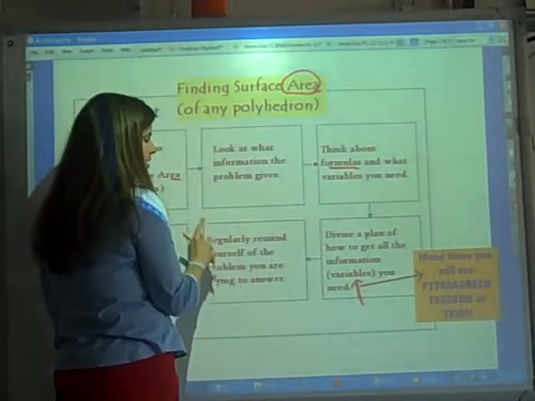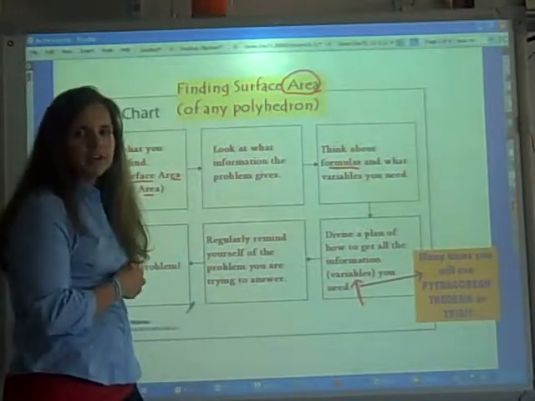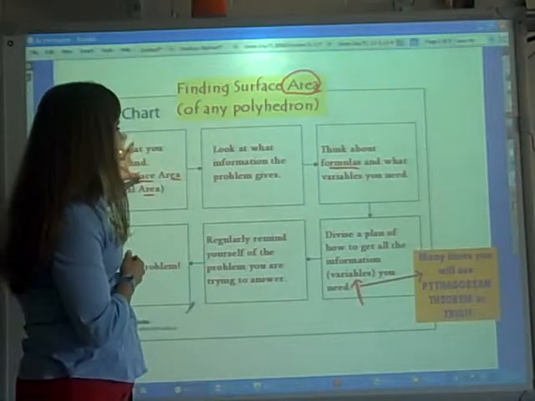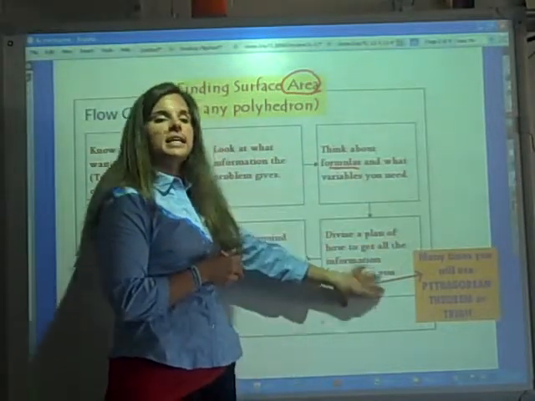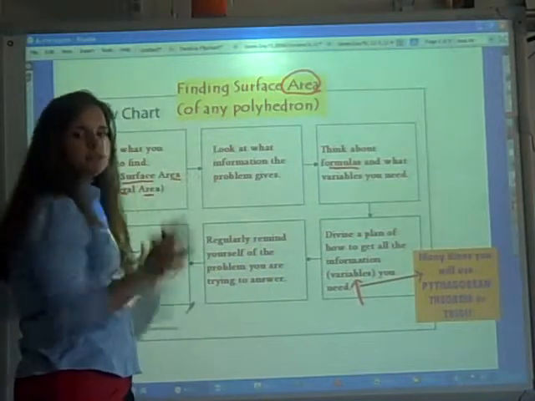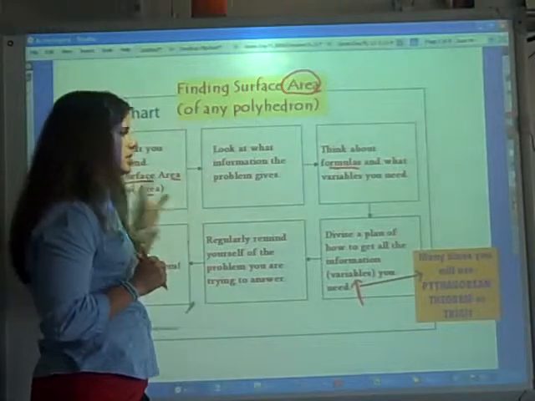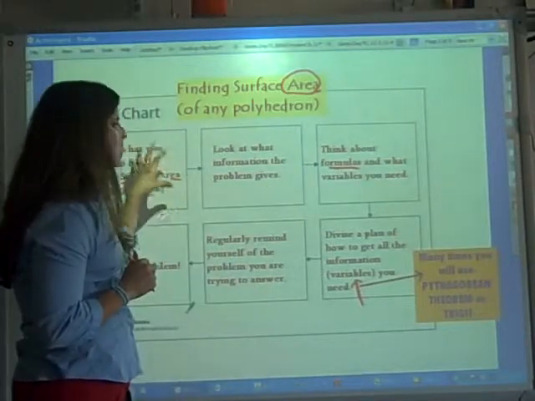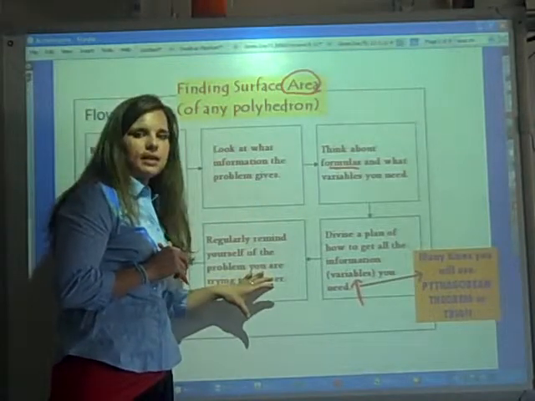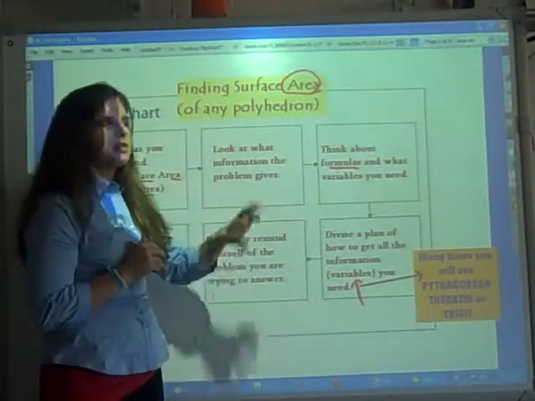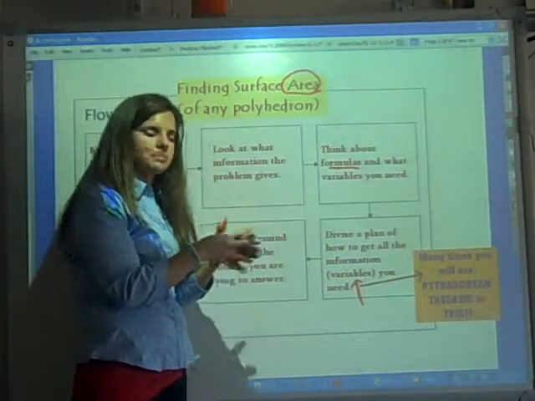Here's an important step. Regularly remind yourself of the problem you are trying to answer. Because in geometry, you've got an objective, but there's a lot of puzzle pieces that you have to fill in before your final answer becomes clear. So sometimes we lose sight of where we're going. So at every step, take a second and think about, okay, what am I trying to get in the end? And what do I need this piece for? What am I doing here? That'll keep your mind on track to where you're going.